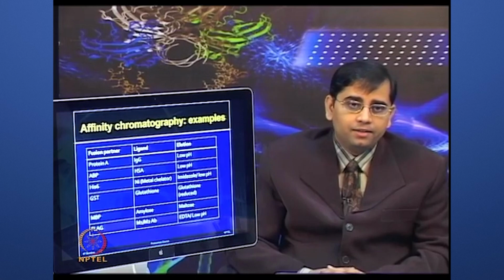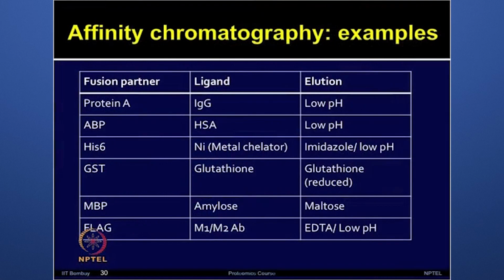As shown in this slide, protein A binds with IgG, and the proteins can be eluted by lowering the pH.